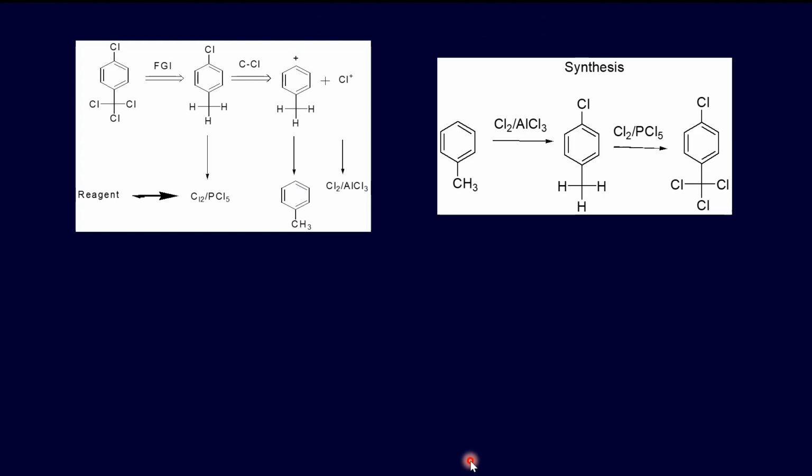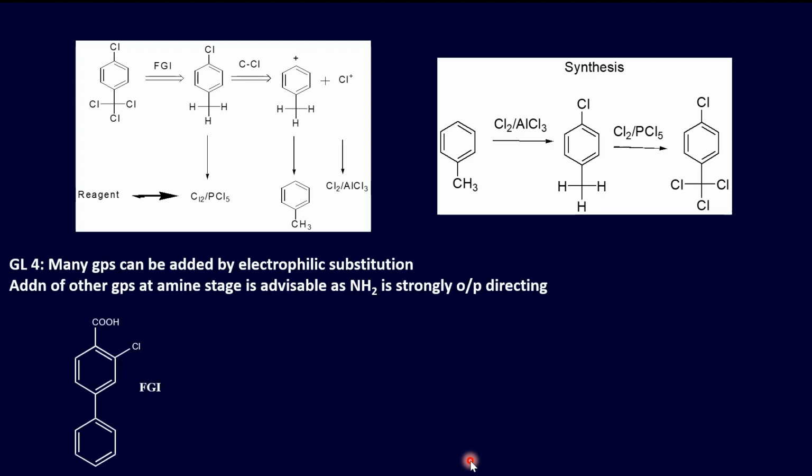Guideline 3 says if fragment or functional group interconversion is required, we have to do it. In this example, there is a trichloromethyl group. Trichloromethyl group I cannot directly attach. That's why, what I have to do, this trichloromethyl group, I replace it by another functional group, methyl.